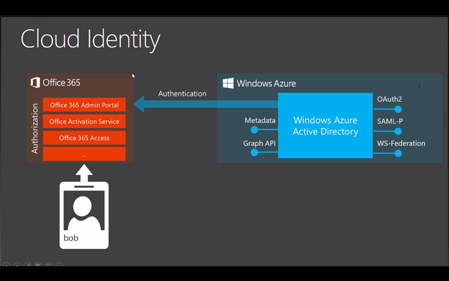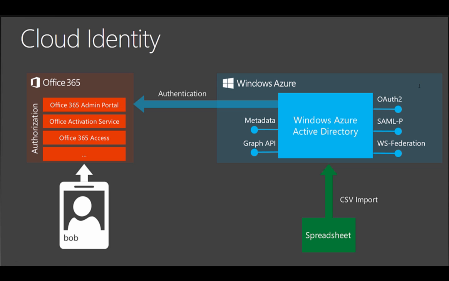Most simply, sorry, let me back up a minute. The authentication allows Bob to get access to what he's licensed for, whether that be Office 365, Exchange Online, SharePoint Online, OneDrive, Skype for Business, the administration portal, or potentially Office Activation Services for things like Office Pro Plus subscriptions. Okay, moving forward, how do we get Bob in there?